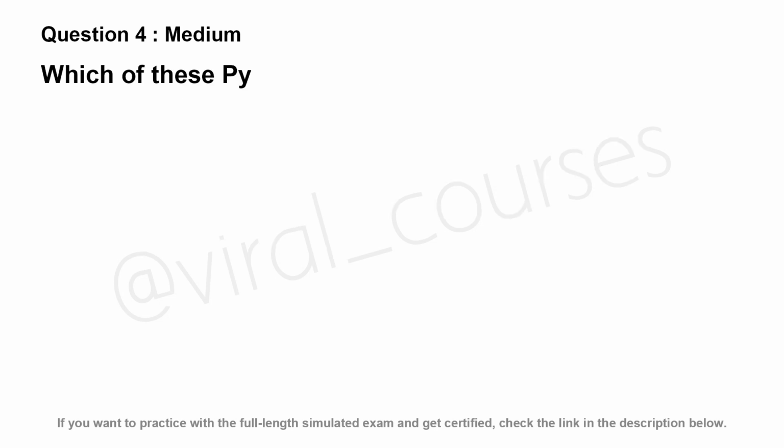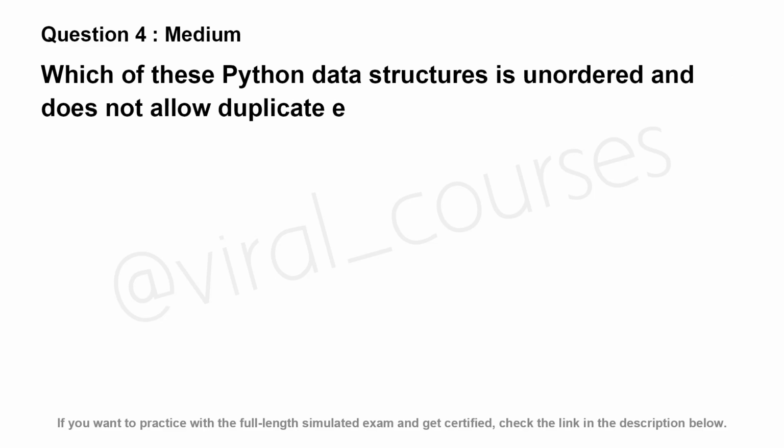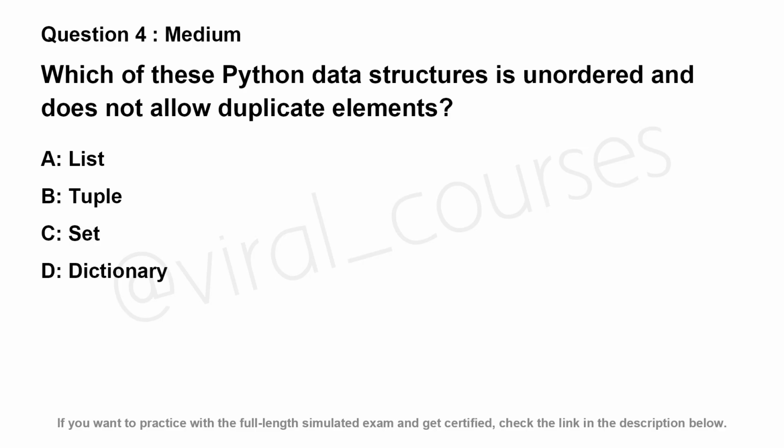Which of these Python data structures is unordered and does not allow duplicate elements? Option A, list. Option B, tuple. Option C, set. Option D, dictionary.